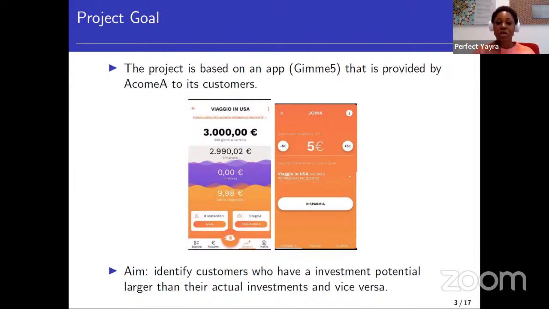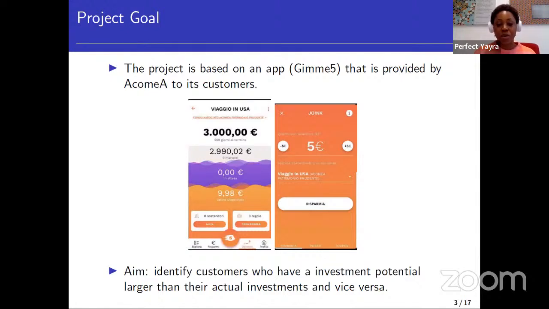So this is just a picture of the app, and the app has this function where you can virtually save, where you don't actually put in money, but you just say, okay, every day I put in €5, and at the end of the month, the company sums up everything that you've virtually saved, and then they ask you to either transfer it or you provide a direct debit access to your account.